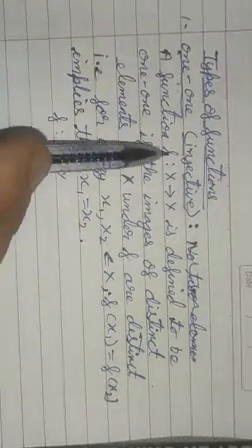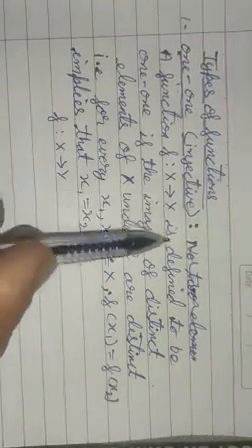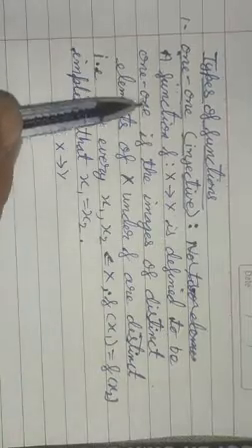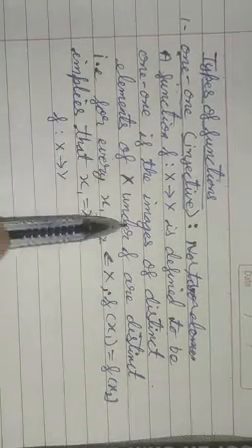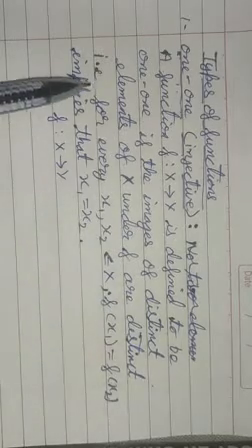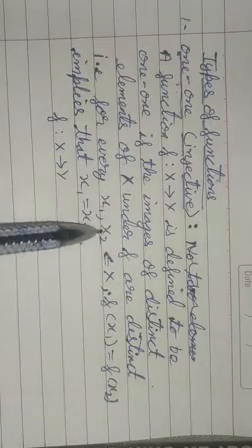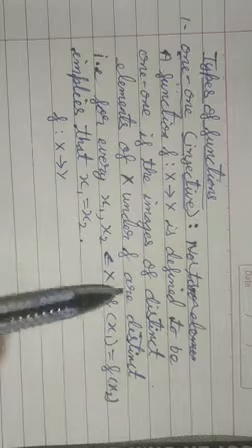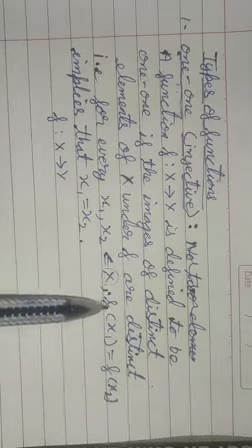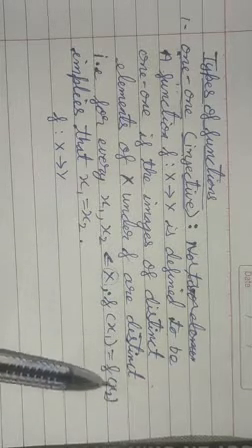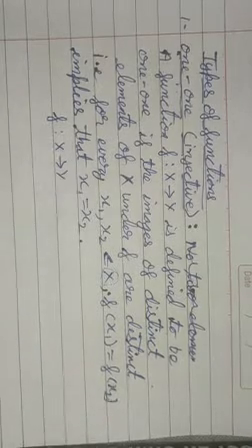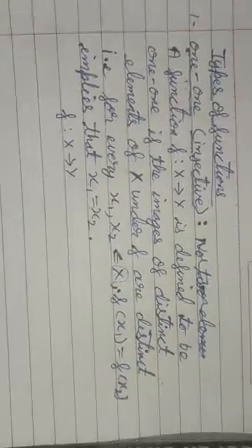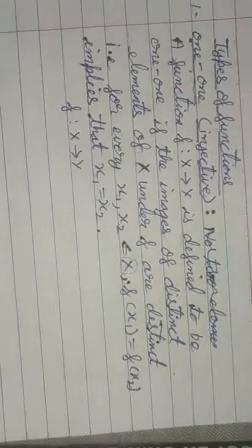Now a function f: X to Y is defined to be one-one if the image of distinct elements of X under f are distinct. That is, for every x1, x2 belonging to X, the set of domain, if f(x1) equals f(x2), then it implies that x1 is equal to x2. Now we will understand it with the help of an example.